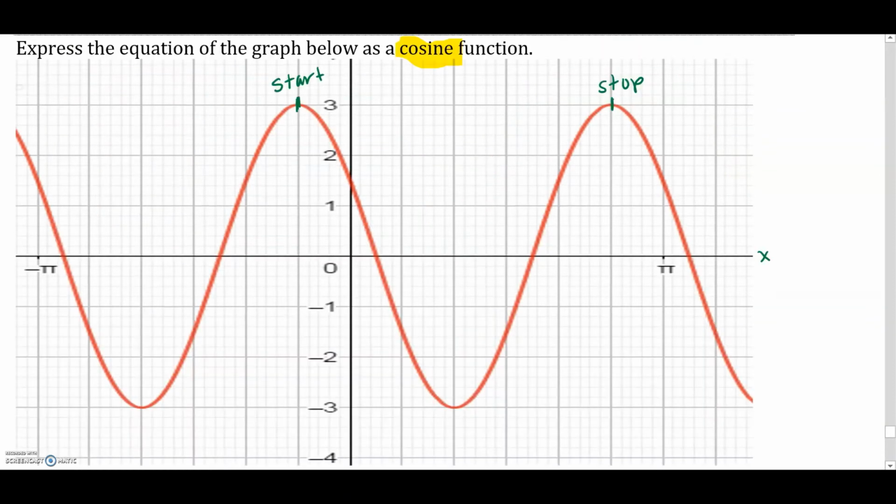Based on our start and stop values that we identified, we can determine what the period is of this graph. So we have a start and a stop, and the period is the distance from the start to the stop.